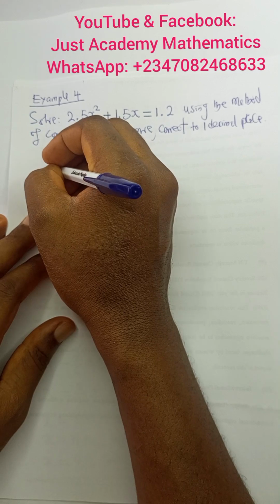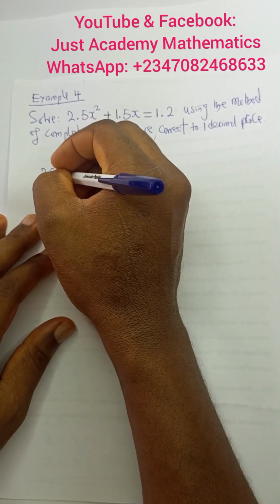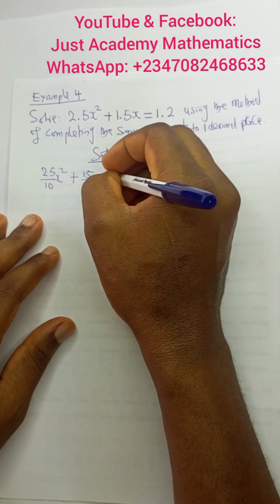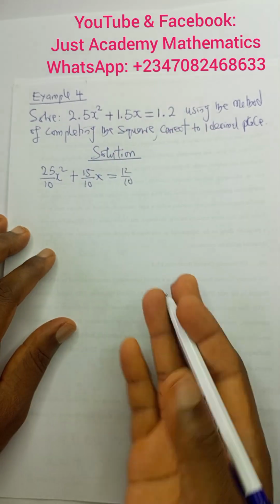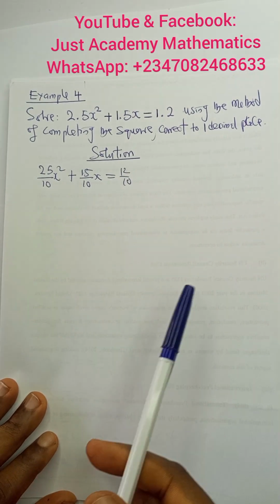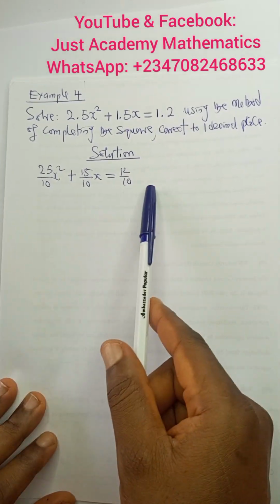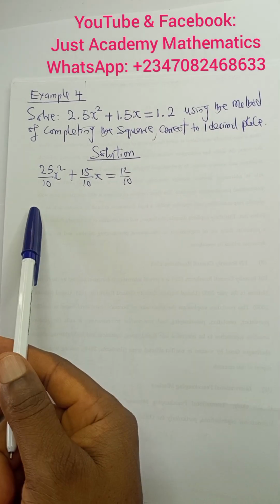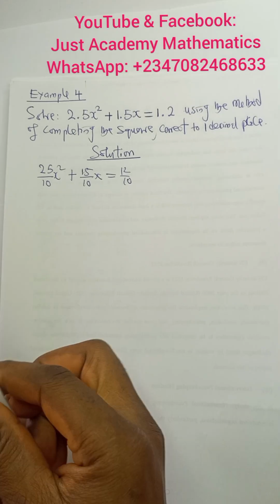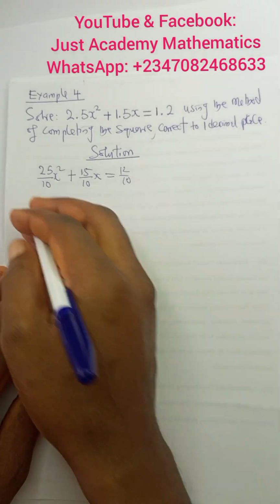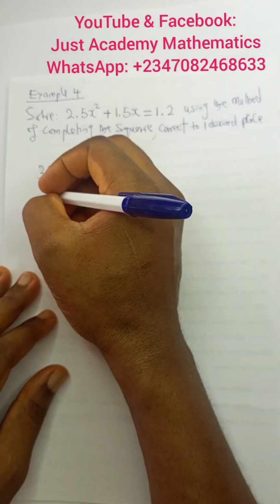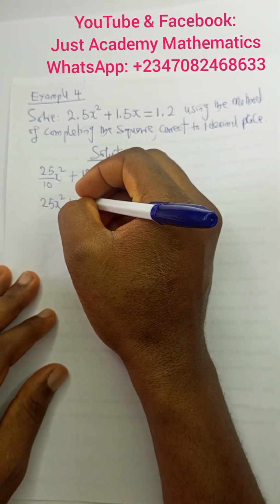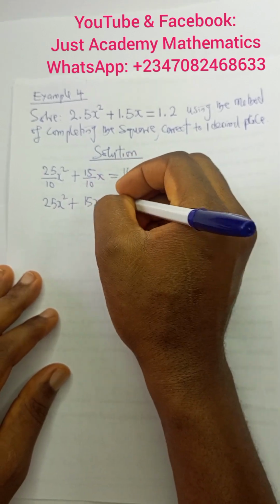This is 225 over 10 x squared plus 15 over 10x equals to 12 over 10. Of course, the 10 is out. If you multiply through with 10, 10 cancels 10. Even if you find the LCM, cross multiply, cancel, at the end of the day, 10 is cancelling out. So since the 10 is common and is going out, we are left with 25x squared plus 15x is equals to 12.